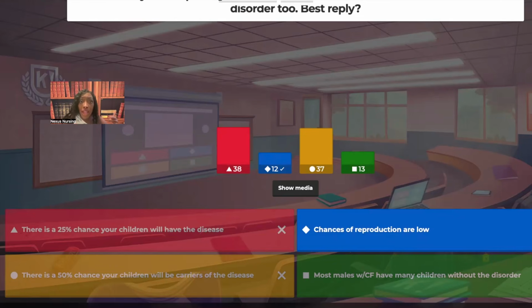Sickle cell, right? If both of the parents have the disease and they reproduce, their child will have a 1 in 4 chance. If both of them have the trait, it's a 25% chance of having a child with the disease.